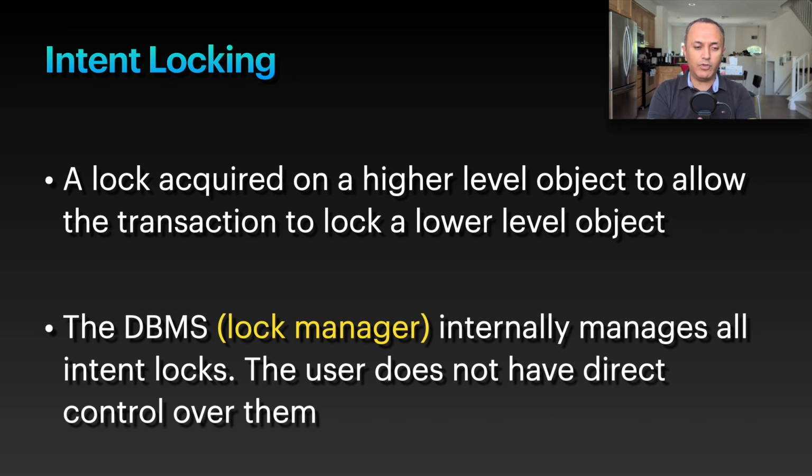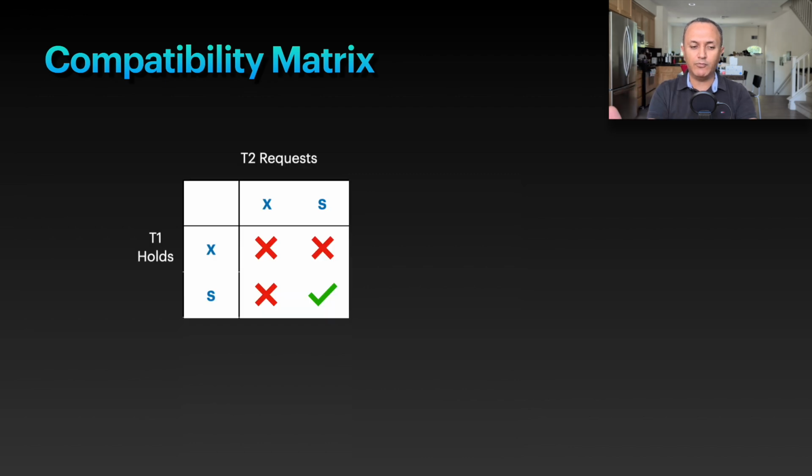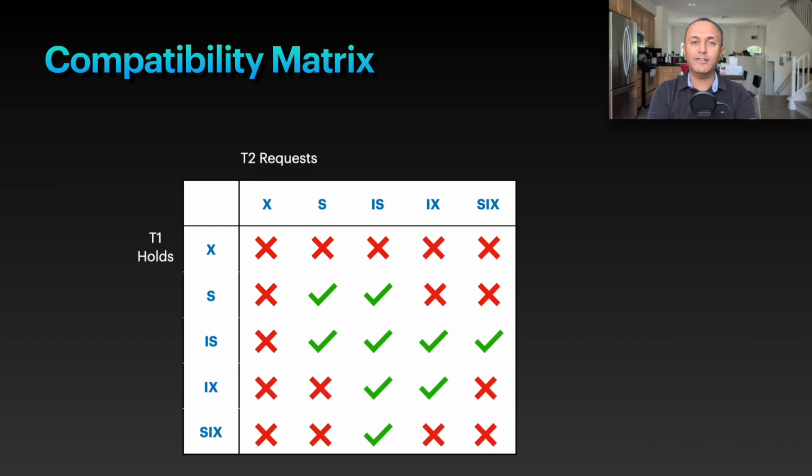So given that we are talking now about more locks than we've seen before, we need again to look at the compatibility matrix. Previously, our matrix was simple. We only had X locks and S locks, and this is what it looked like. Now we have three more types of locks to consider, so we have to expand our matrix. Basically, with 5 types of locks now, we have this new matrix.